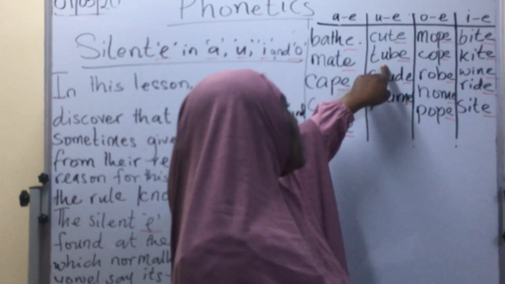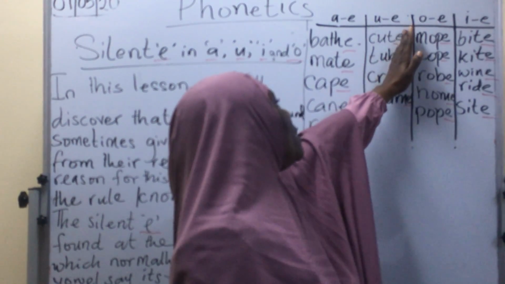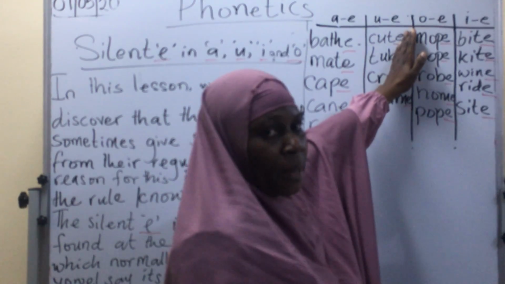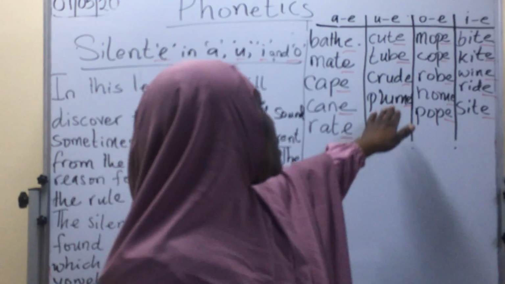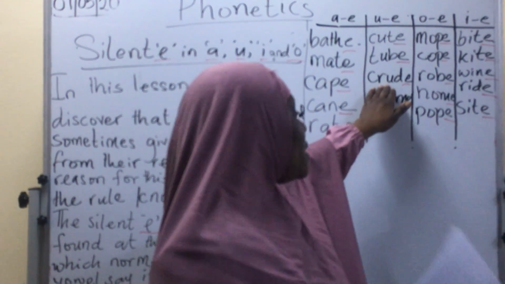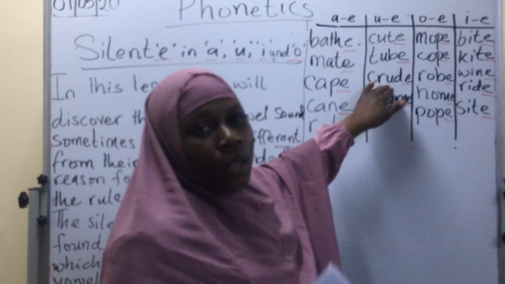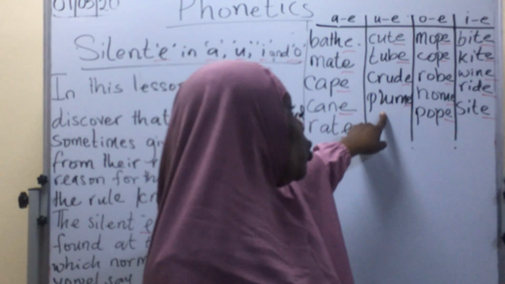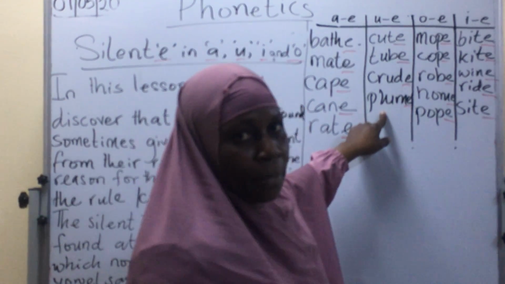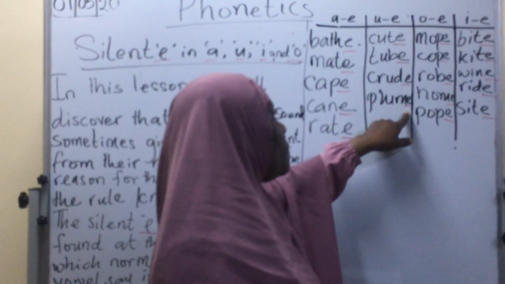Again, without the E, it becomes tub. Tub. But if we put the E, tube. The next one, let's just say it together. Crude. Crude. And the last one is plume. It will not be plum because of the E.